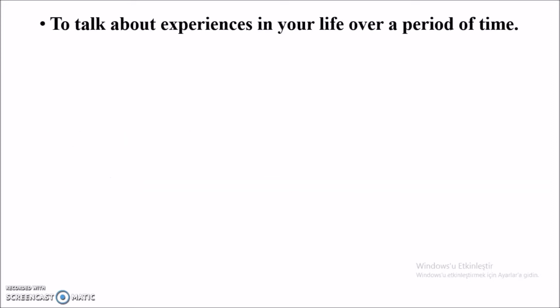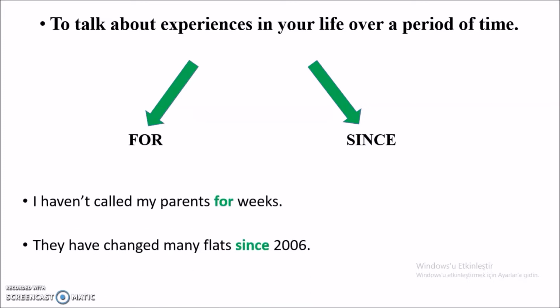Thirdly, we would use present perfect tense to talk about experiences in our lives over a period of time. If you want to mention over a period of time, you have 2 things to use. These are for and since. How do we use them? Let's have a look at the sample sentences. I haven't called my parents for weeks. Or they have changed many flats since 2006.